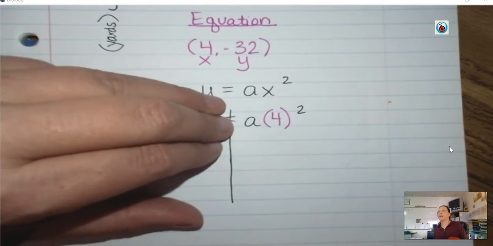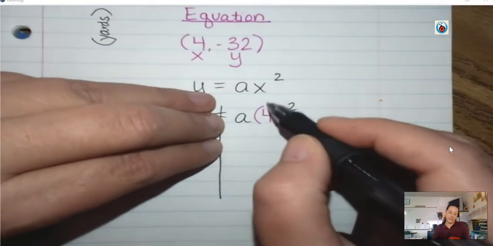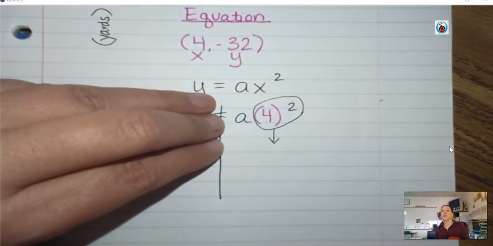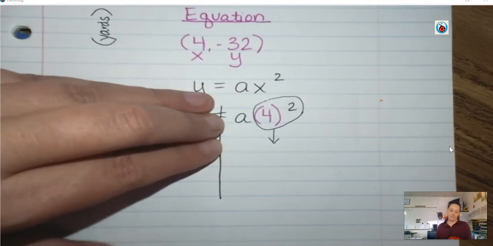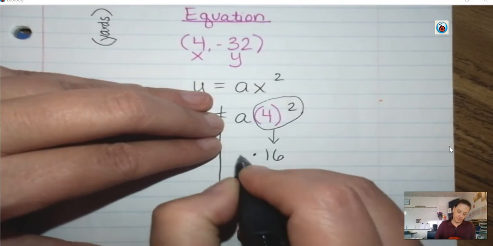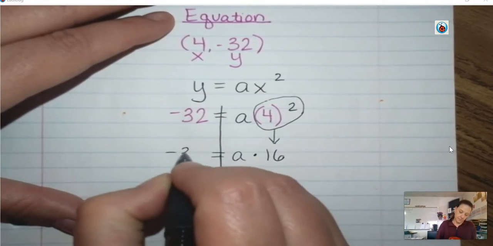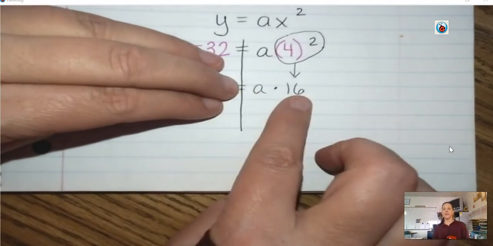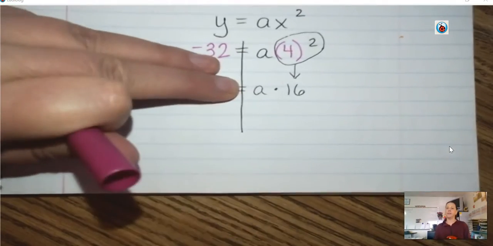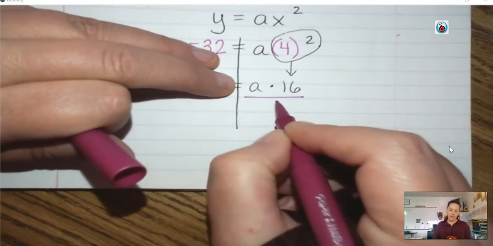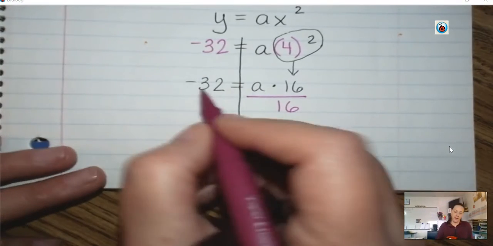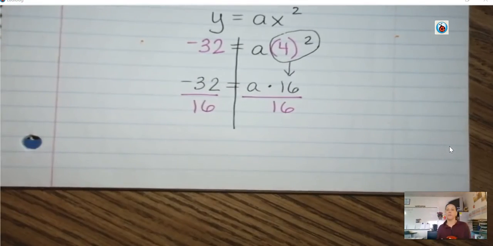So look at the side that has the a. The first thing we need to do is exponents. 4 squared, that's 4 times 4. Okay, now look at the side that has the a. Right now it says a times 16, so to get a by itself, the opposite of multiplying by 16 is to divide by 16. If I divide one side of my equation, I have to divide the other side. That's the division property of equality.